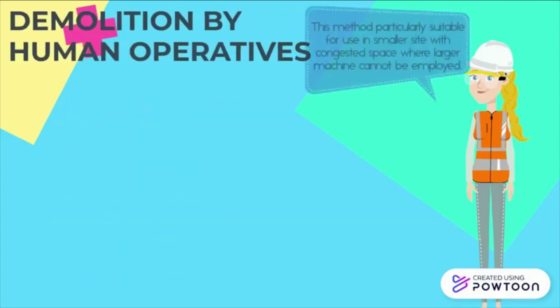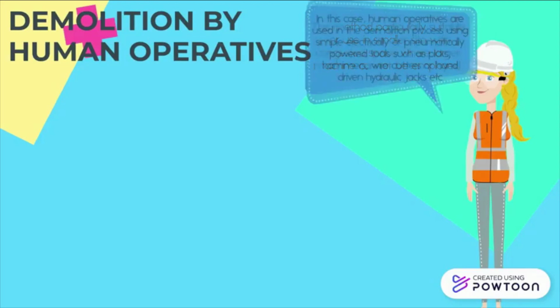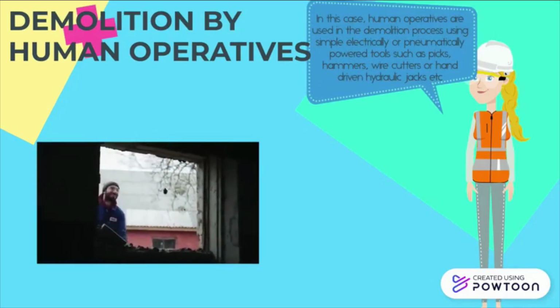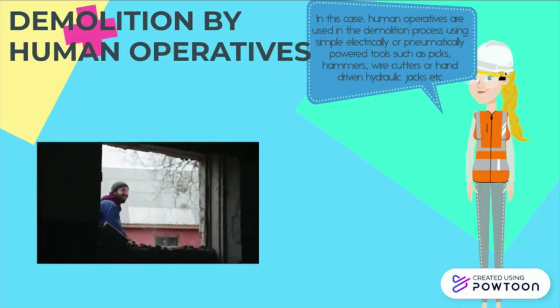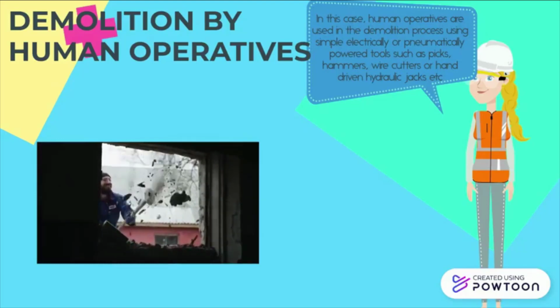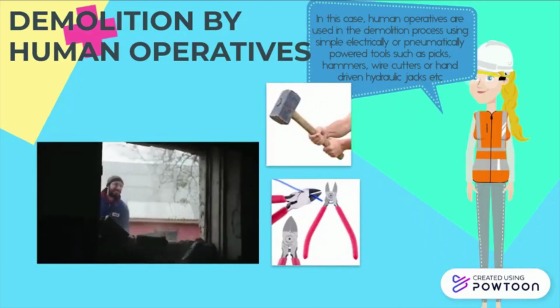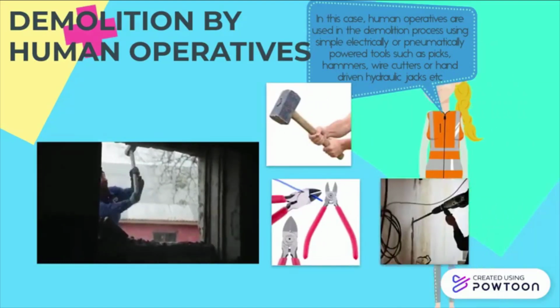Demolition by human operatives. This method is particularly suitable for use in smaller sites with congested space where larger machines cannot be employed. In this case, human operatives are used in the demolition process using simple electrically or pneumatically powered tools such as picks, hammers, wire cutters, or hand-driven hydraulic jacks, etc.